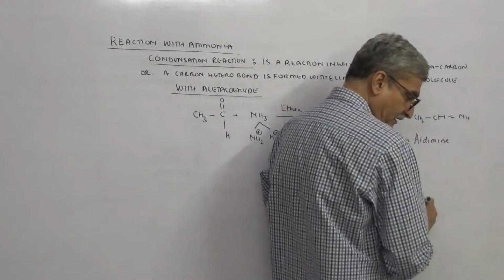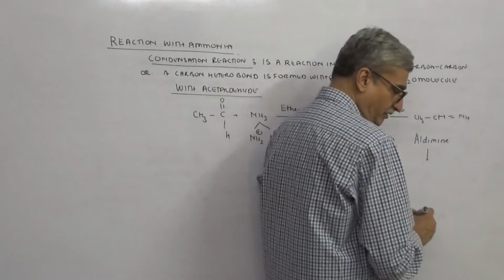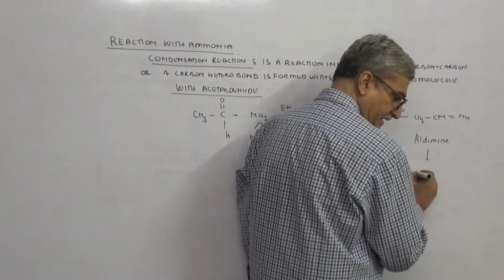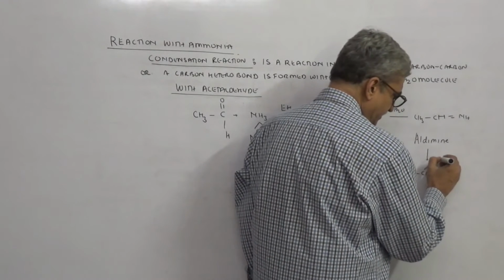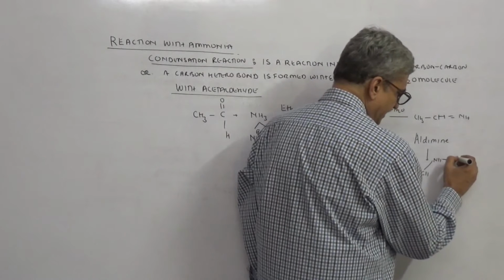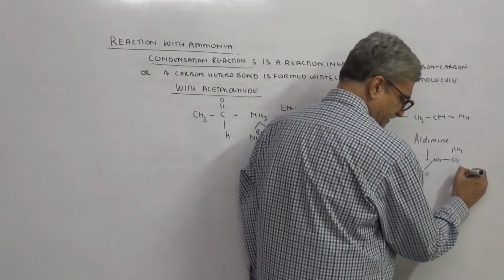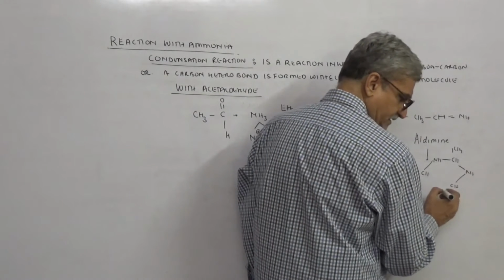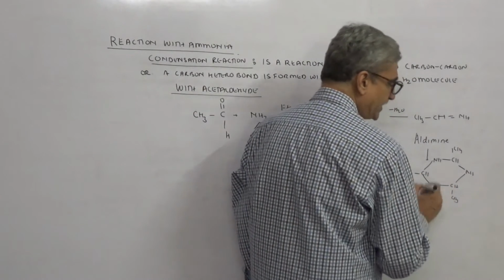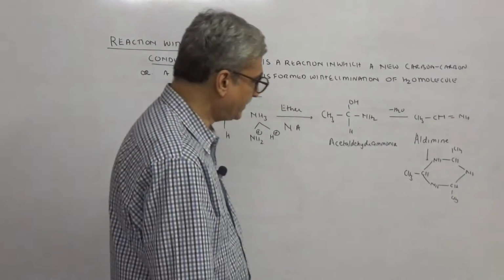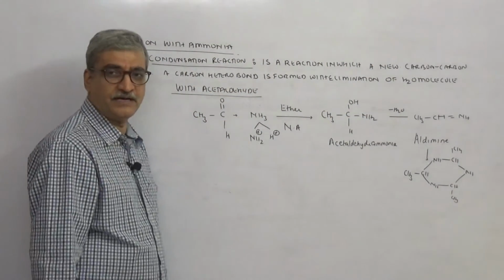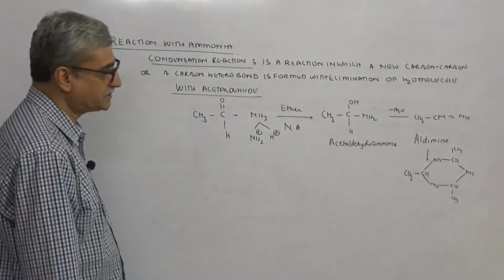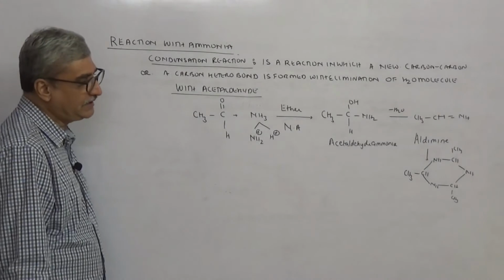Aldimine. Now this aldimine undergoes trimerization. So CH3 CH NH CH CH3 NH. This is CH CH3 NH. So it forms a cyclic trimer. Here this will be a condensation reaction. Okay, first it undergoes nucleophilic addition and then it will condense to form this. Is this point clear? Because minus H2O हो गया ना aldimine में.